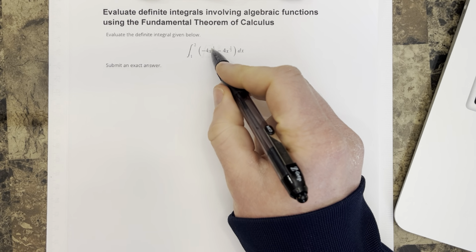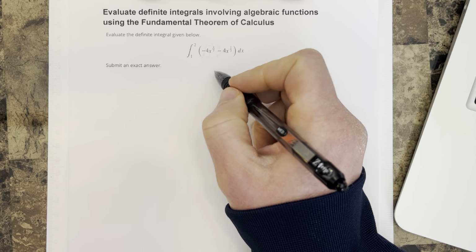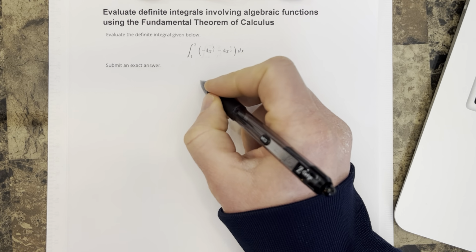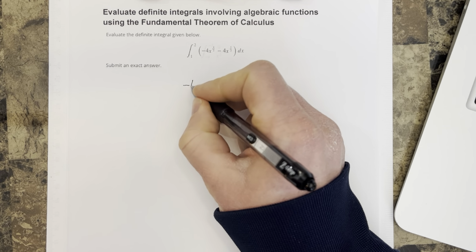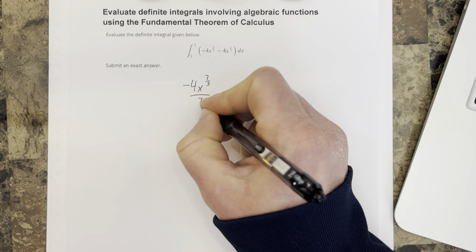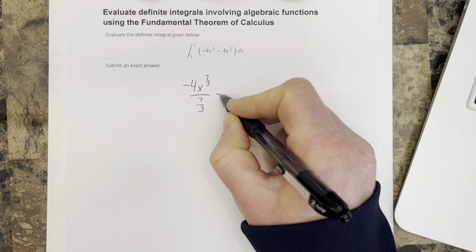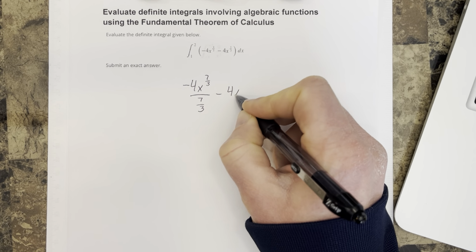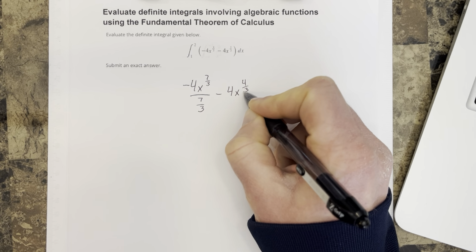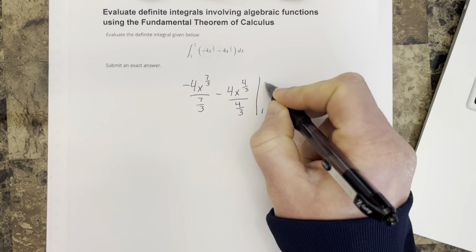So I'm going to add 1 to the power, and that's 4/3 plus 1, which is 7/3. So I get negative 4x to the 7/3 divided by 7/3, minus 4x to the 4/3 divided by 4/3. And we're evaluating that from 1 to 2.